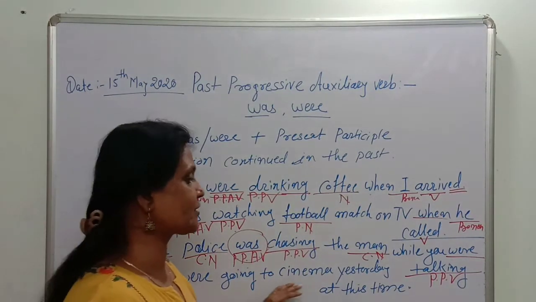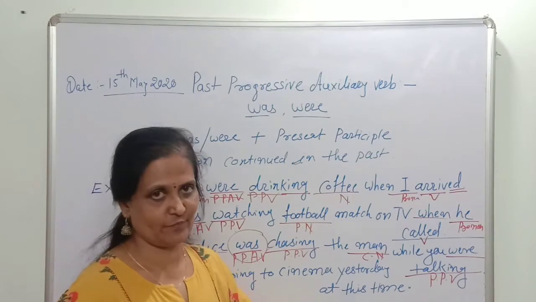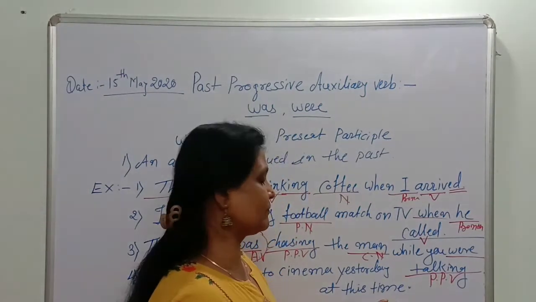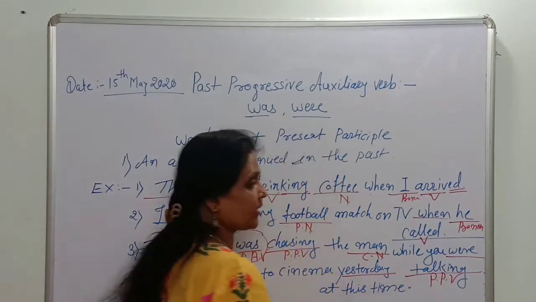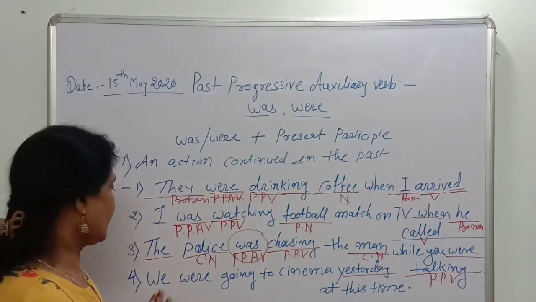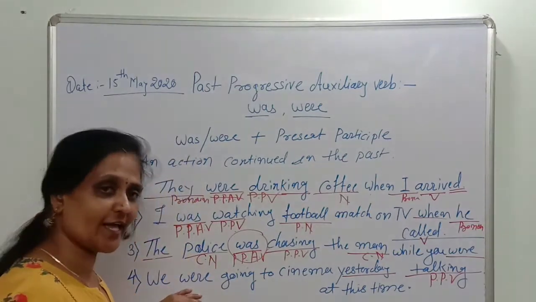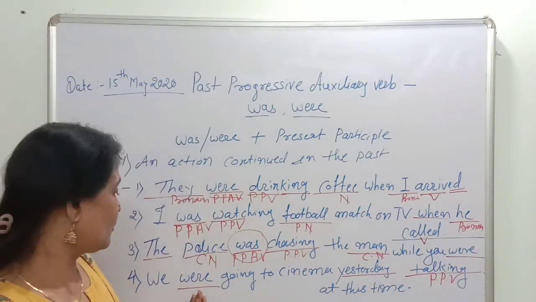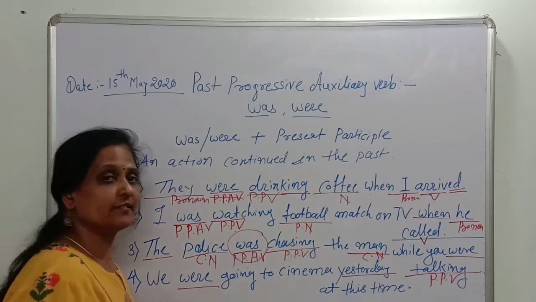Past progressive auxiliary verb. Move on to the next. We were going to cinema yesterday. Yesterday means the day before. It is the past. This sentence shows that the action happened in the past, so we use "were." This is one of the auxiliary verbs; "were" shows that the action happened in the past. We have to use "were" for the past tense.